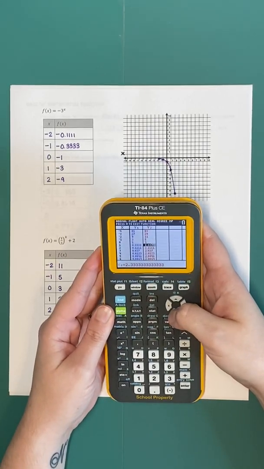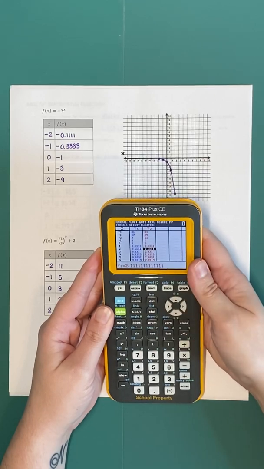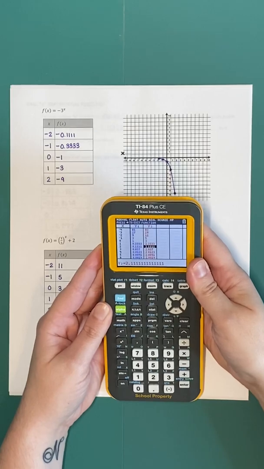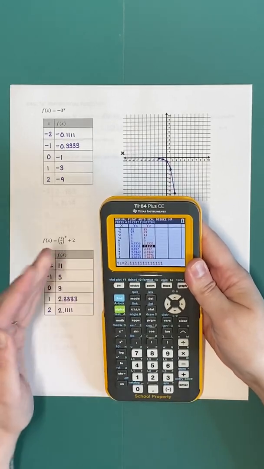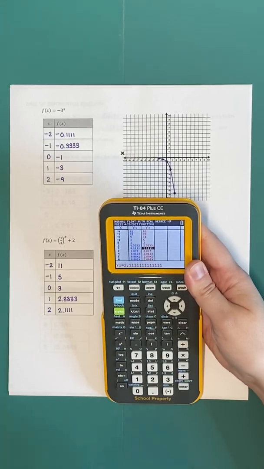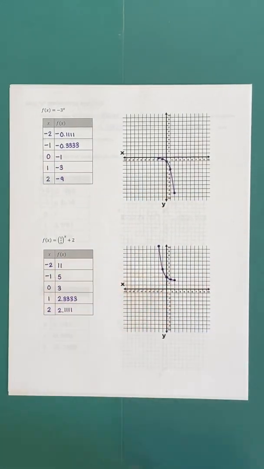We're going to see the same kind of thing happen with the outputs that were decimals. Remember, for an input of 1, we got 1/3. For an input of 2, we got 1/9. Imagine just adding on a 2 to each of those. That's going to give you the new y value. And again, the result visually is that we've shifted the graph up 2 units.